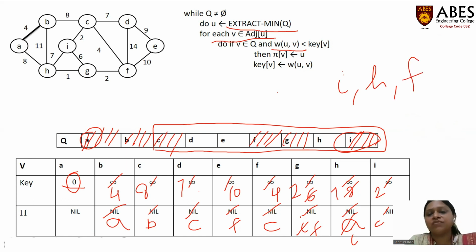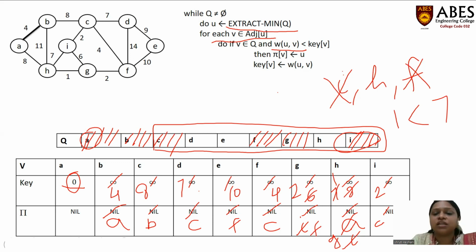As we already knew, F is not part of your capital Q, I is also not part of your capital Q, H is the part of this one. So you need to check that the weight of G to H is 1 and the current weight of H is 7. Both conditions are true. Update this one, that is the parent of H will become G and the weight will become 1. Now check this one, H is containing the minimum value. We will traverse this one.